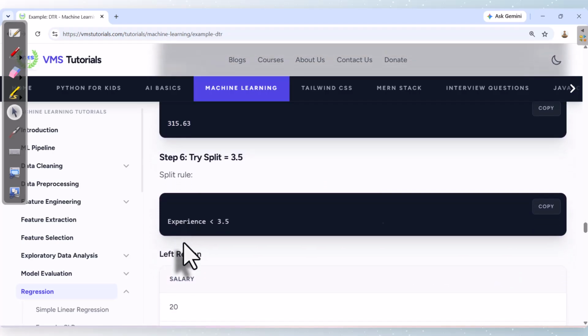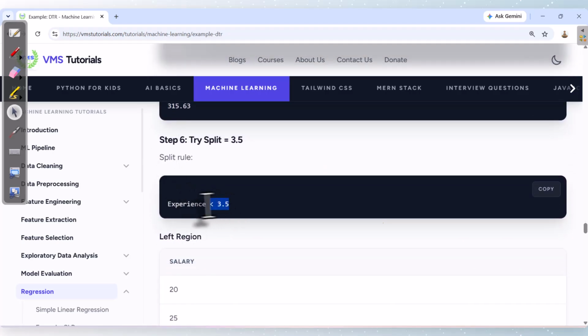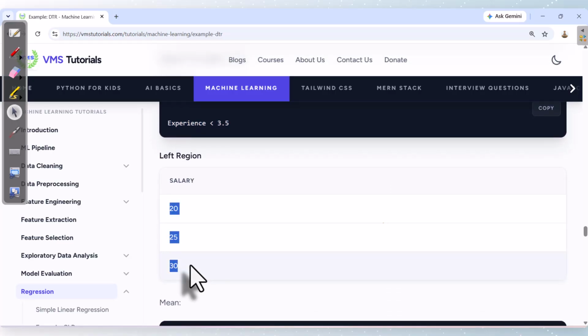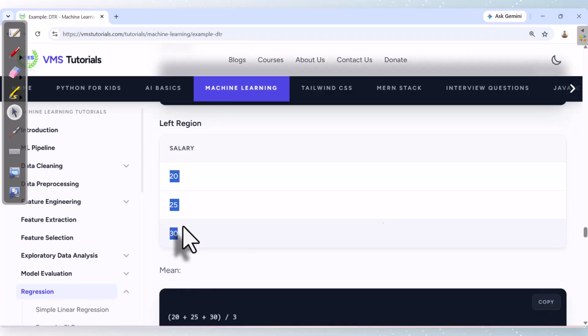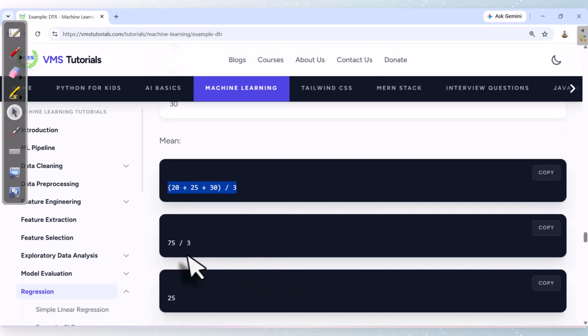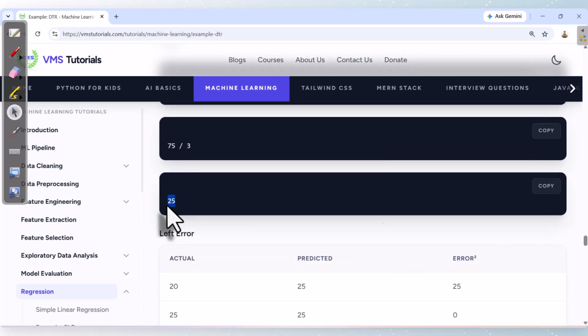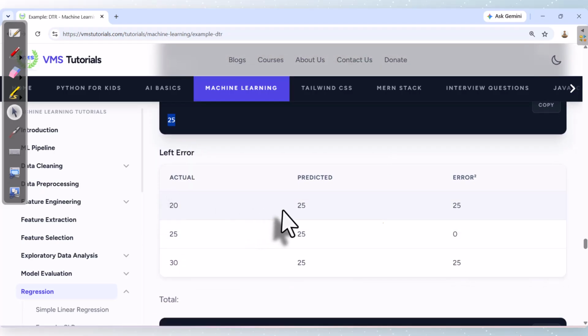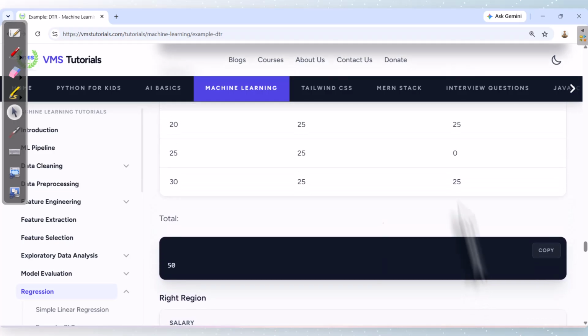And similarly, try for 3.5. The split rule can be experience less than 3.5. All of the remaining samples will come under the left region. If the experience is less than 3.5, then calculate the mean: 20 plus 25 plus 30 by 3, that is 75 by 3, 25 is the average. That will be the prediction. So left error: 20 minus 25, that is 5, and 5 square is 25. 25 minus 25 is 0, 0 square is 0. 30 minus 25 whole square, that is 5 square, 25. Now the total error is 50.